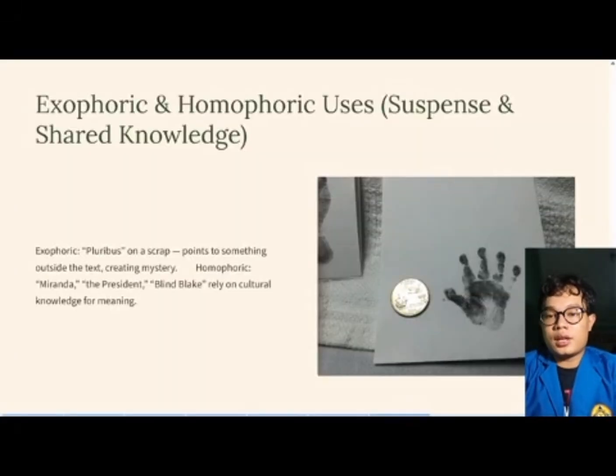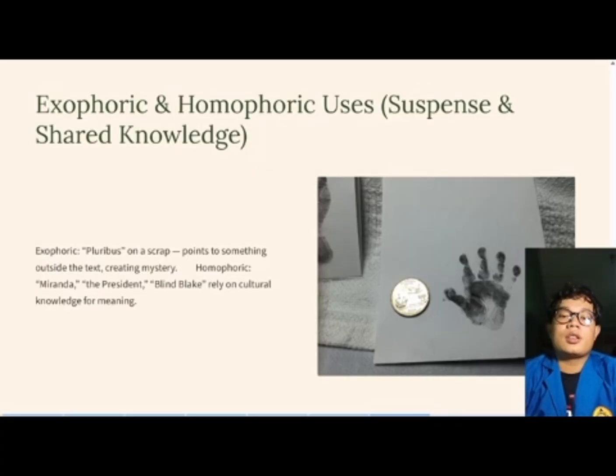This slide brings us to the tension between mystery and real-world grounding. Lee Child uses exophoric reference to create immediate suspense. For example, when Jack Reacher finds a scrap of paper with the word pluribus on it, this refers to something completely outside the current text. The reader doesn't know what it is yet, creating an immediate narrative hook and driving the mystery forward.